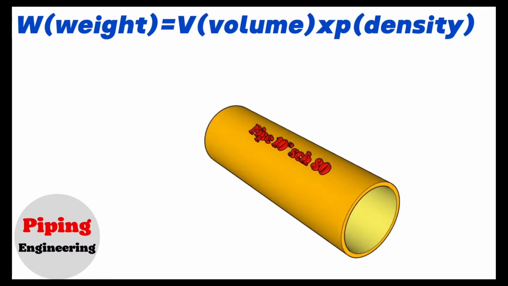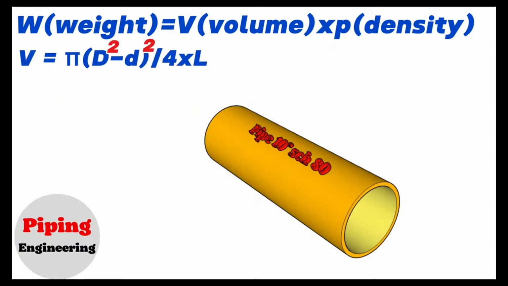To calculate the volume we will use this formula. The volume equals pi multiplied by, in brackets, the squared outside diameter minus the squared inside diameter, divided by 4, multiplied by the length of the pipe. This formula belongs to all pipe sizes. We will be explaining the calculations in this video on 10-inch and 16-inch pipe examples. Let's calculate the weight of a 10-inch pipe with a thickness of schedule 80 and a length of 2 meters.